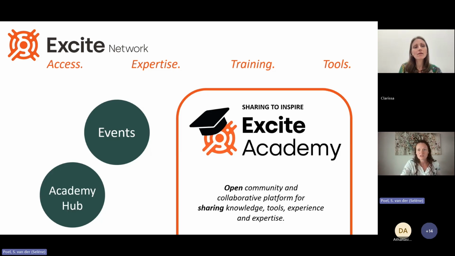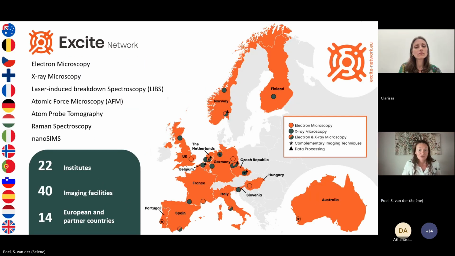So what does the Excite Network look like? We are a network of 22 institutes and we offer 40 imaging facilities throughout 14 European countries and Australia. So basically the Eurovision countries, as we sometimes jokingly say. And here you see a nice map. And actually Clarissa went to the Czech Republic to do her research and all of her measurements there. So that's right on the map. So that's great.